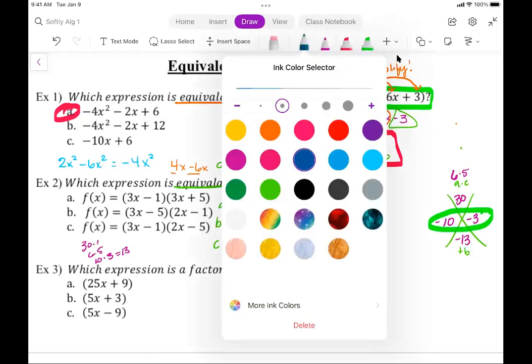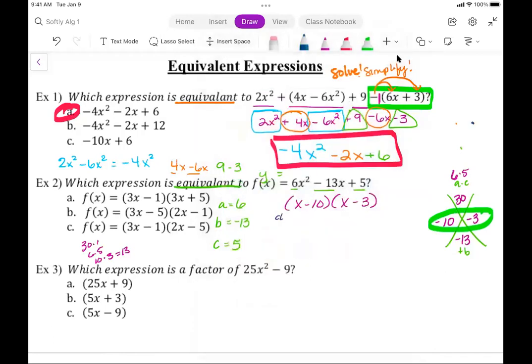Something that you're going to forget, but you've got to remember, is divide by a. A equals 6. We've got to make sure that we go and divide by a. All right, so when we divide by a, we need to realize that a is 6 on this problem. So this becomes x minus 10 over 6. This one becomes x minus 3 over 6.